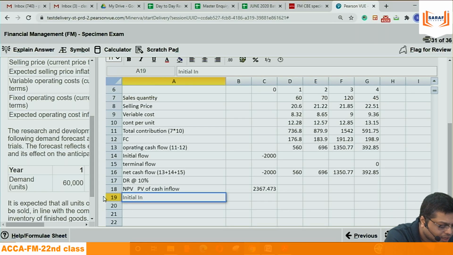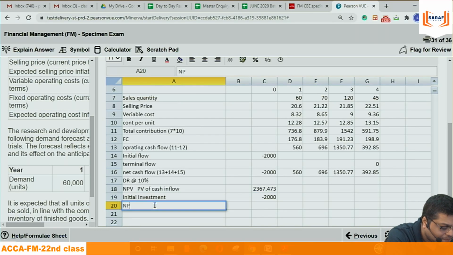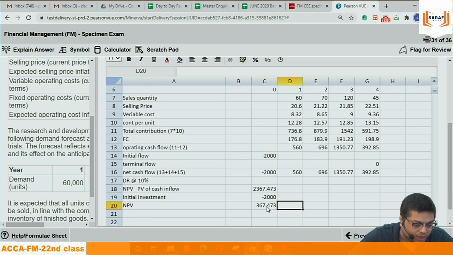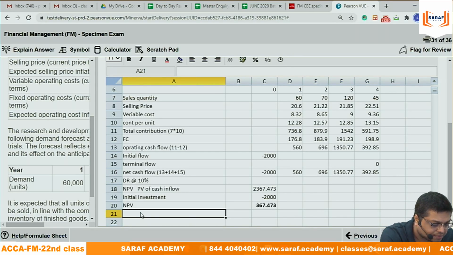Initial investment. Initial investment is 2000. So NPV is 367.473. You can make this bold so that the examiner can concentrate. This is your NPV. If you want to convert it into the total figure, then it is 367,473. We are saying this in thousands. So what do we need to do for IRR?